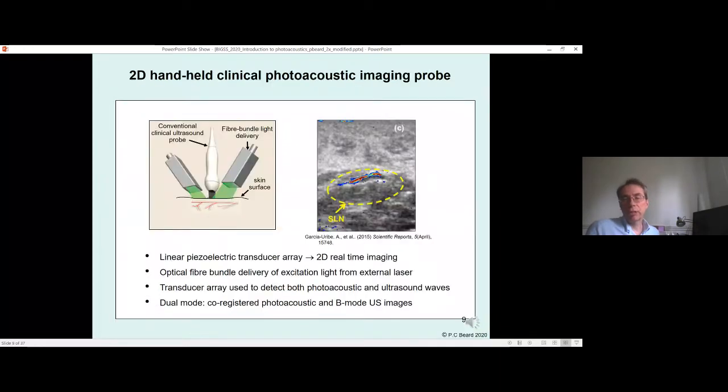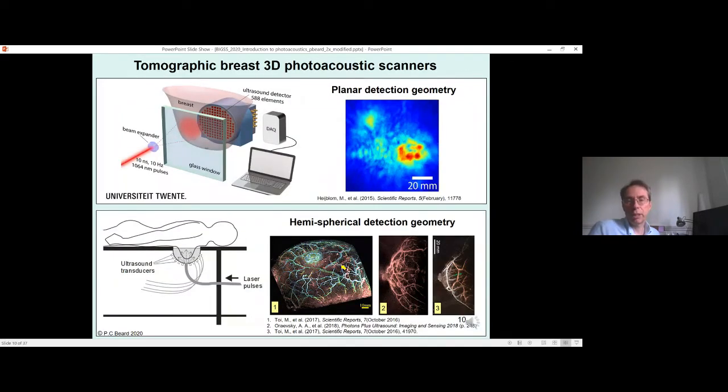I then moved on to discussing a range of imaging instruments, small animal and clinical systems. So possibly the most common implementation for clinical imaging is to use a standard clinical ultrasound probe and bring the light in around it, and use the linear array of the ultrasound probe to record photoacoustic signals and to do pulse echo ultrasound at the same time. And then I covered a few other detection geometries for imaging the breast, a planar detection geometry, and a hemispherical detection geometry, which a number of groups are investigating.